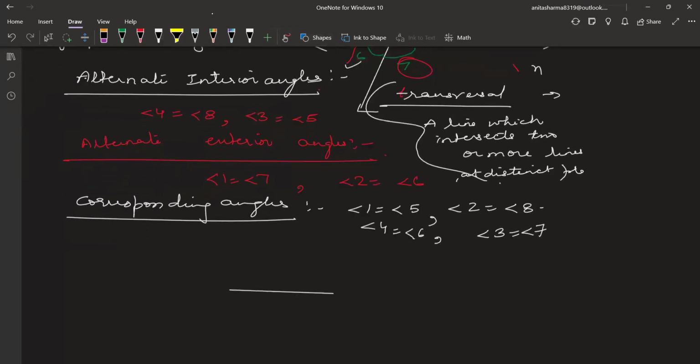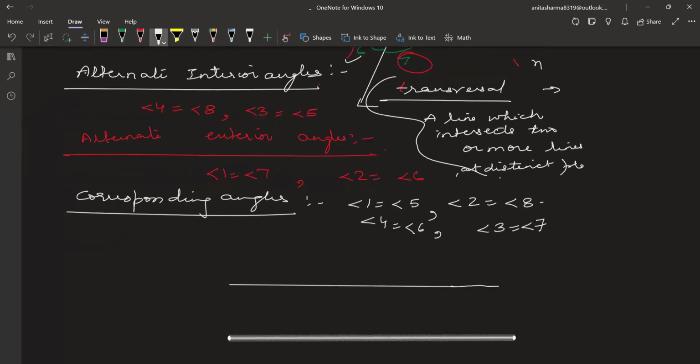Ma'am, the measures of these angles are going to be the same. Yes, beta. Ma'am, angle 1 is also equal to angle 7, so it is also equal to angle 5. No, beta. Angle 1 will be equal to angle 5 only. It will not be equal to angle 7. But when we are seeing alternate exterior angles, it is showing that angle 1 is equal to angle 7. Yes, I was thinking that you are asking about the corresponding. Yes, beta. Then angle 1 will be equal to angle 7.